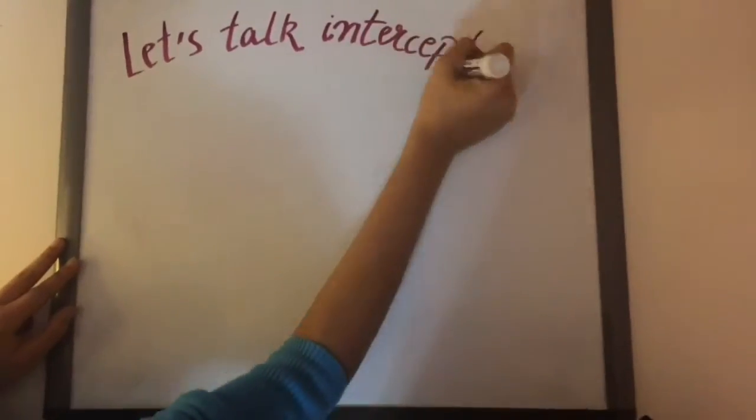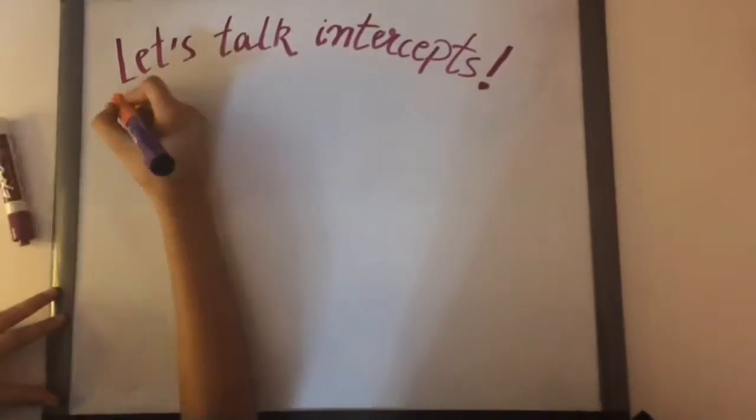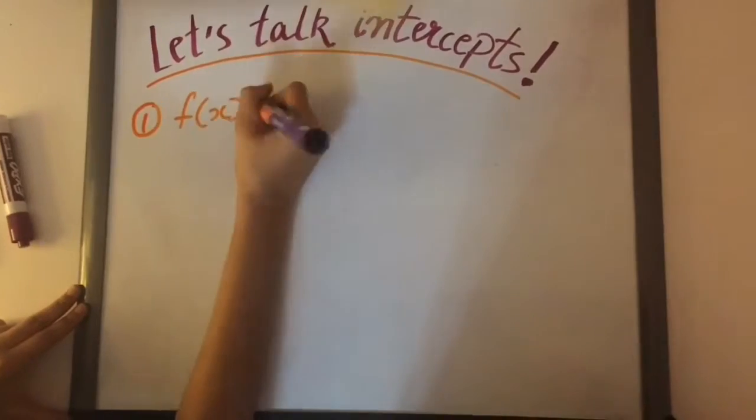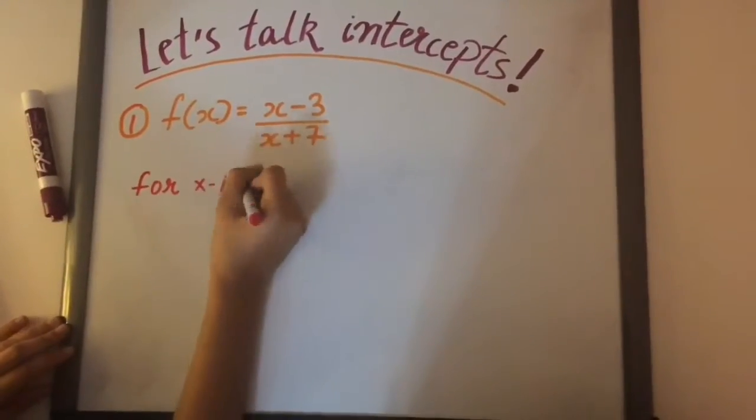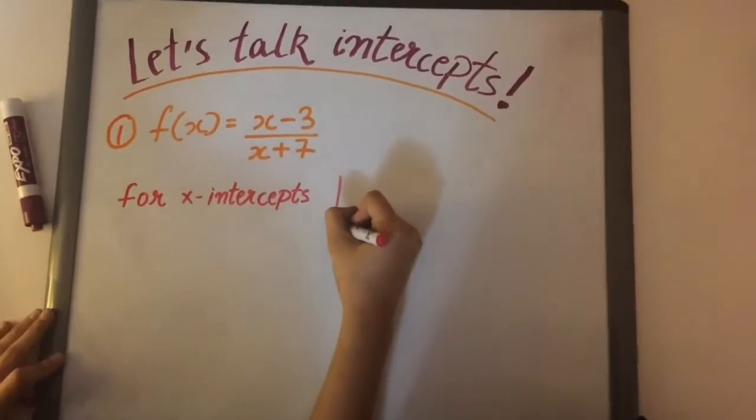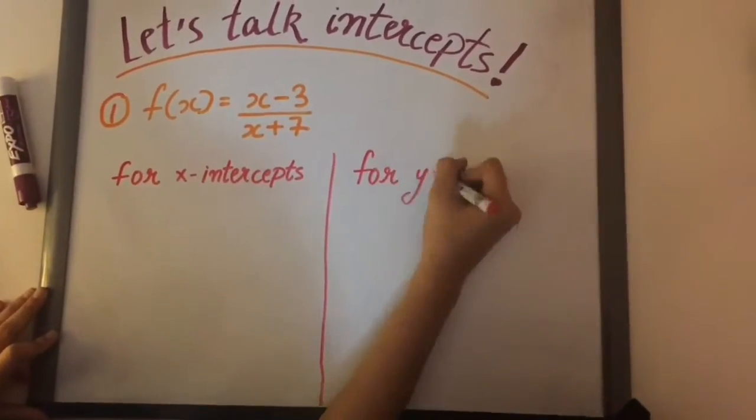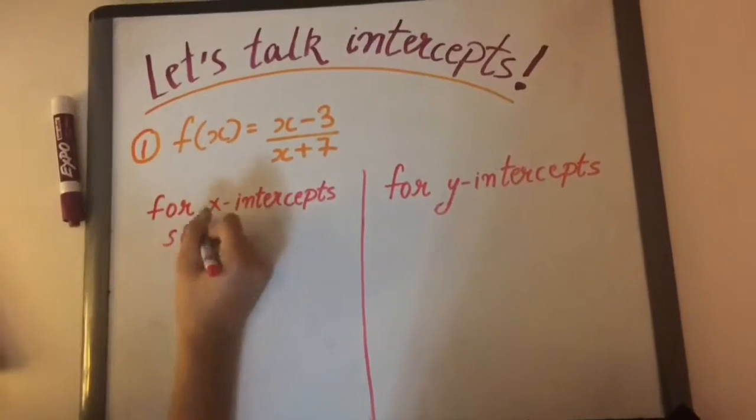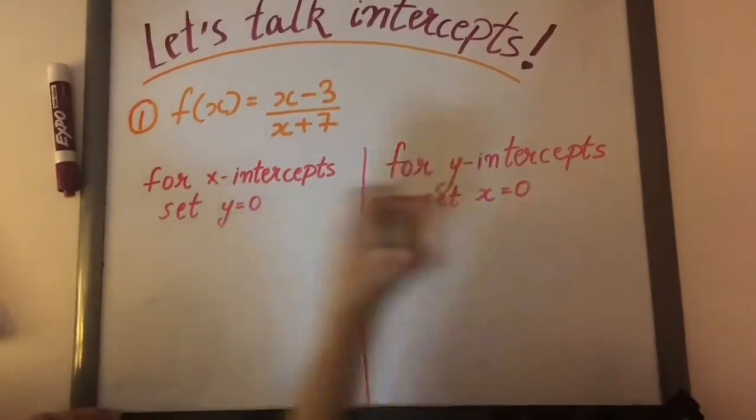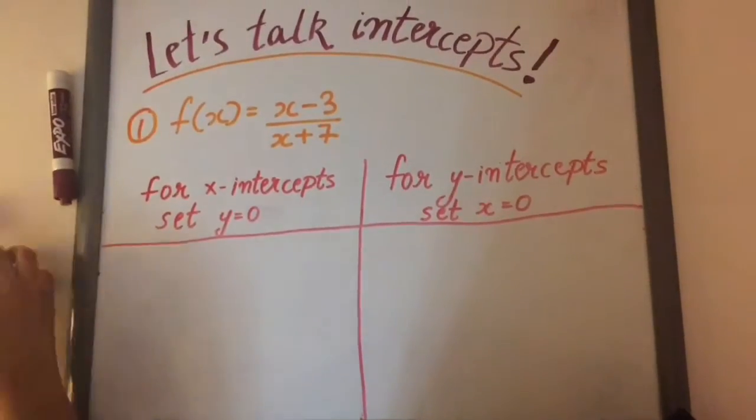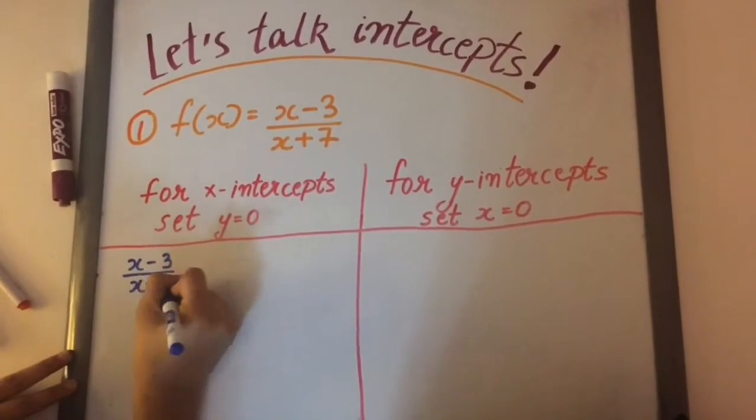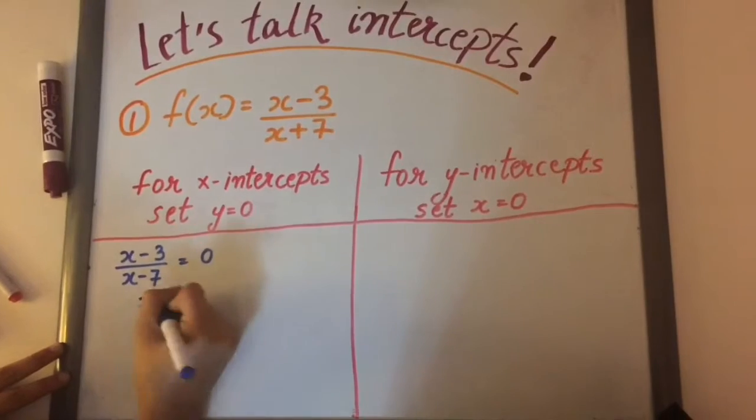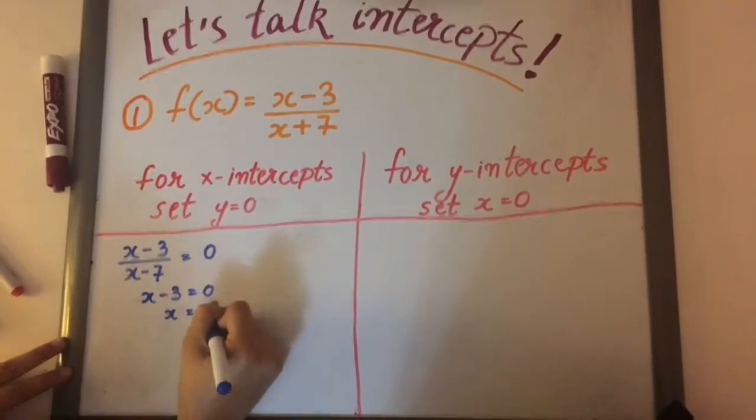Alright guys, let's talk intercepts. I'm willing to bet that most of you have had to find the intercepts of a function before. You will find the x and the y intercepts in a rational function just as you would in a normal function. To find the x-intercepts, you would set the y equal to 0. That's exactly what we did in this example that we have on the screen. We set the entire equation equal to 0 and we got x equals 3, which is x equals 3 on the x-axis.